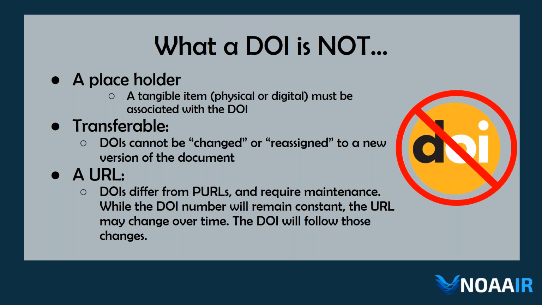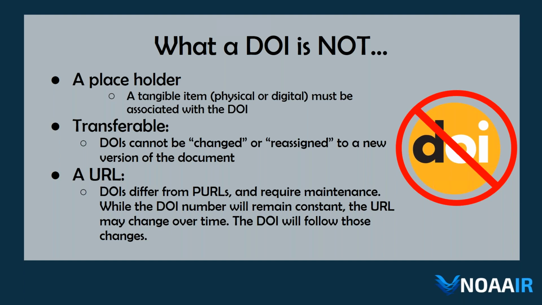A DOI is not intended to be a placeholder. It's not intended to be something that's there in the interim and then disappears. It is a number that identifies an actual tangible item, whether that tangible thing is physical or digital. It identifies that tangible item, and it must be associated with a tangible item.